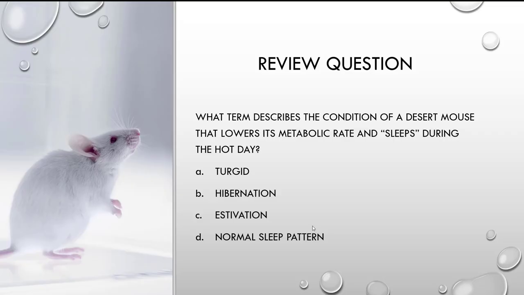Here's another review question. What term describes the condition of a desert mouse that lowers its metabolic rate and sleeps during the hot day? Would it be A, turgid, B, hibernation, C, estivation, or D, normal sleep pattern? If you said C, estivation, I would agree with you. So remember, estivation is during the hot, dry periods. Hibernation is more during the cold, long stretches of time.